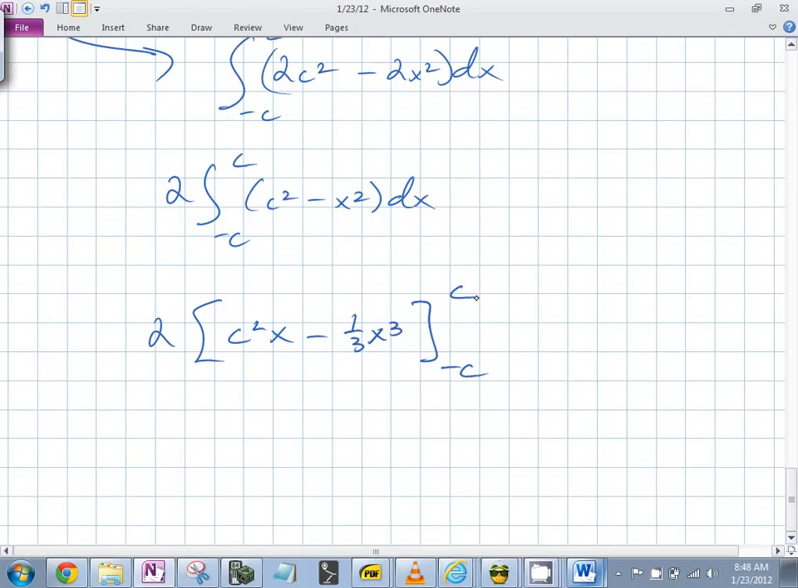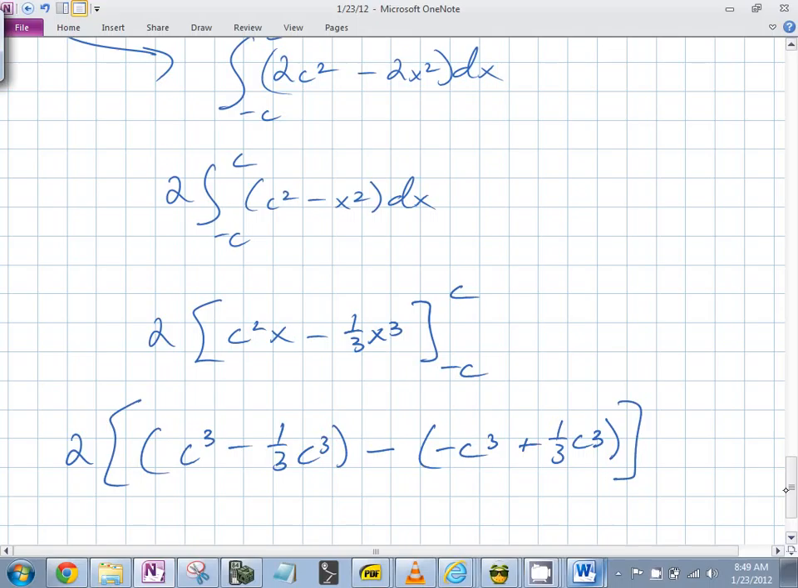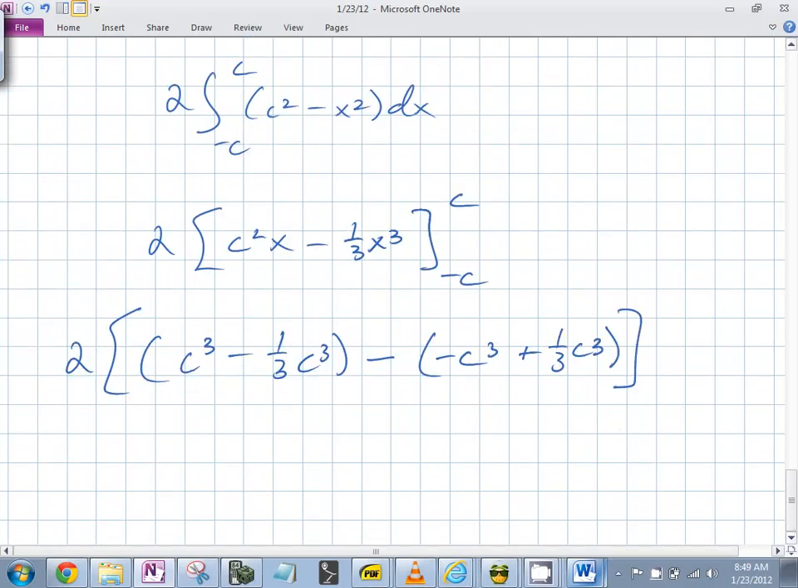So you have 2 times c cubed minus 1/3 c cubed minus negative c cubed plus 1/3 c cubed. What's the easiest way to make a mistake on this? The negative signs, right? First we take c and plug it in and we get these two right there. Is that correct? I think so. And then we plug in negative c, so the signs flip. So what are you left with? 2 times what?